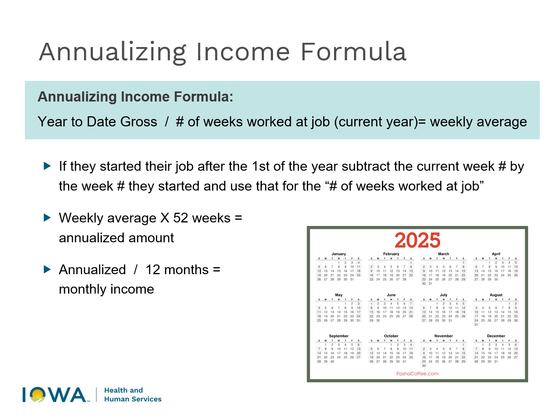So in order to annualize a client's income, you would take their year-to-date gross income divided by the number of weeks they worked at that job in the current year to determine a weekly average. If they started their job after the first of the year, you would subtract the week number that they started from the current week of the year and use that for the number of weeks worked at the job. You then take the weekly average, multiply that by 52 weeks to get the annualized amount, and then you take that annualized amount divided by 12 months to get a monthly income.